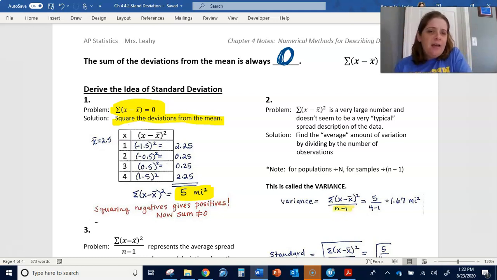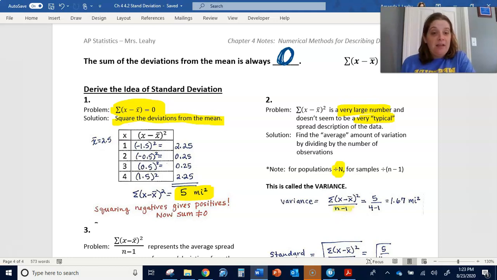This x minus x bar squared number, this 5, is a very large number, and it doesn't seem to represent a very typical kind of spread. It's too big. It's squared. We want to find this average, and the number we have is just too big. So let's deal with the average part first. To find an average, you would divide by the number of observations.